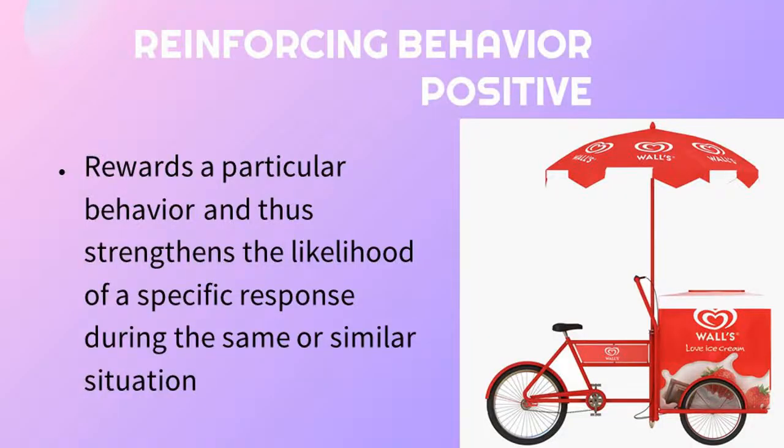Skinner distinguished between the two types of reinforcement that influence the likelihood of a response to be repeated. The first type, positive reinforcement, rewards a particular behavior and thus strengthens the likelihood of a specific response during the same or similar situation. For example, a child receives ice cream when passing an ice cream stand and receives pleasure from eating it. Then whenever he passes by the stand, he asks for ice cream.